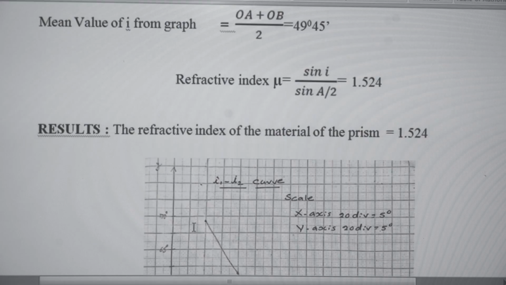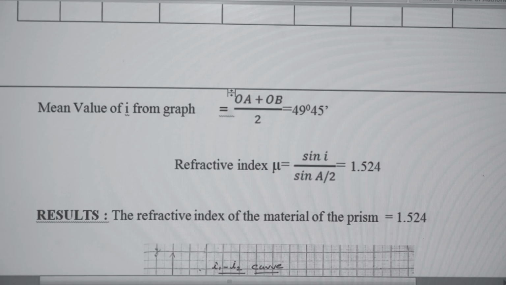Now using that value of OA and OB, OA plus OB by 2, we obtain the mean value of I. Angle A we already obtained, that is 60 degree. Now we calculate the value of mu, sin of (A plus D)/2 by sin A by 2, and we obtain 1.524 as the refractive index of the material of the prism.